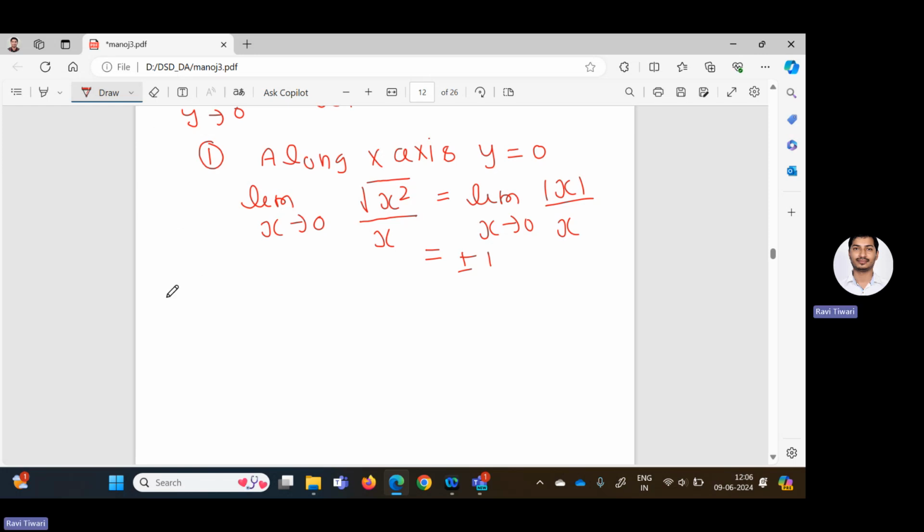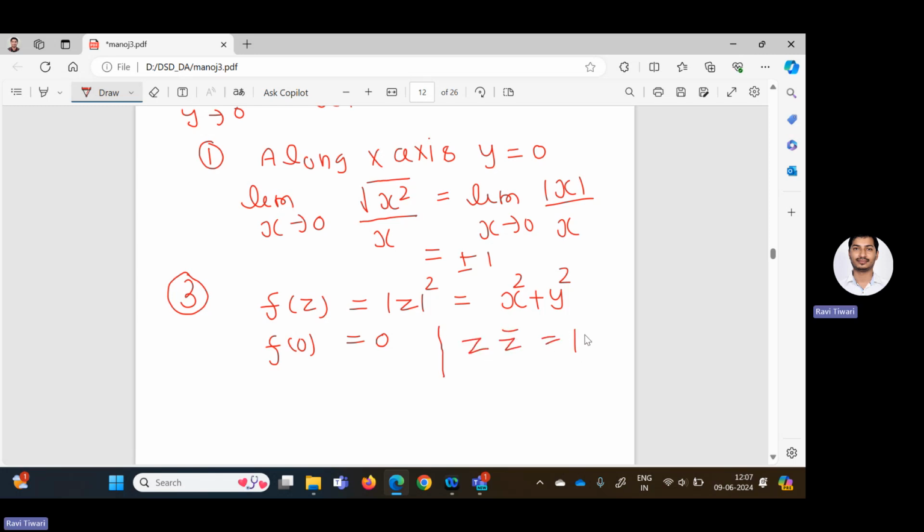Now the last, third example is given: f of z equal to mod z square, and mod z square is nothing but x square plus y square. Again you can calculate f of 0, which is 0. And also one more property I hope you remember: z into z conjugate is mod z square. This is a very famous property in complex numbers, because z is x plus iy and z conjugate is x minus iy. If you multiply both, you get x square plus y square, which is equal to mod z square.